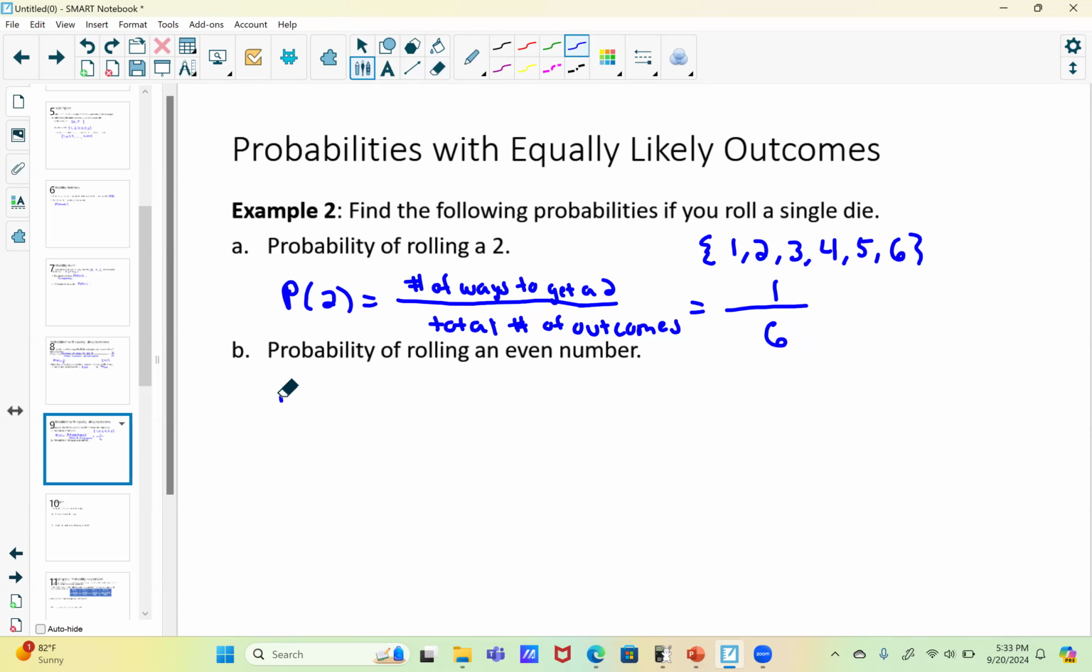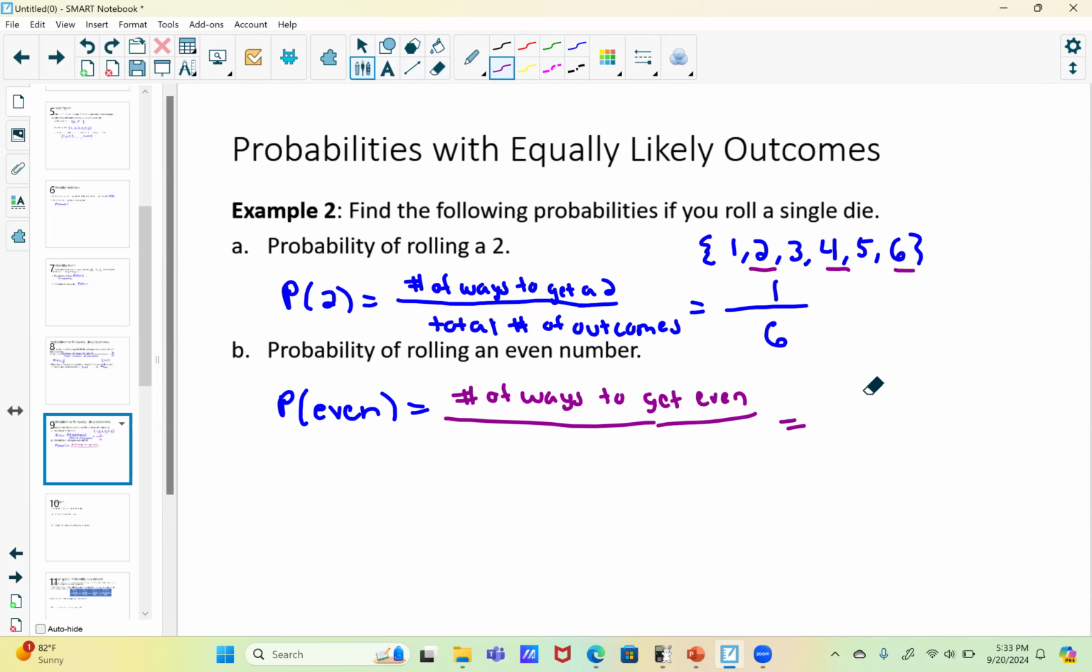B says find the probability of rolling an even number. Again, if I look at my sample space, I have the even numbers 2, 4, and 6. So how many ways can I get an even number? It's 3, over the total outcomes, which is 6. Then we usually reduce it to 1/2, or you could say 0.5 in this case, because you don't have to round the decimal. So that's how we find the basic probability.